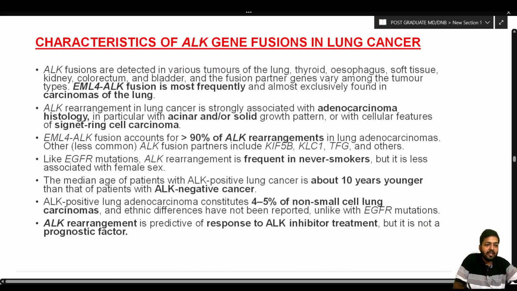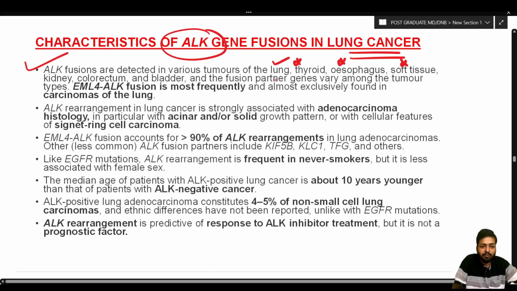Now, the characteristics of ALK gene fusions in lung carcinoma. Very important, ALK fusions are detected in various tumors of the lung, and even in thyroid, esophagus, soft tissue, kidney, colorectum, and bladder. The fusion partner genes vary among the tumor types. So ALK fusions can have multiple partners, but the most common one is EML4. EML4-ALK fusion is the most frequently found and almost exclusively found in carcinomas of the lung.